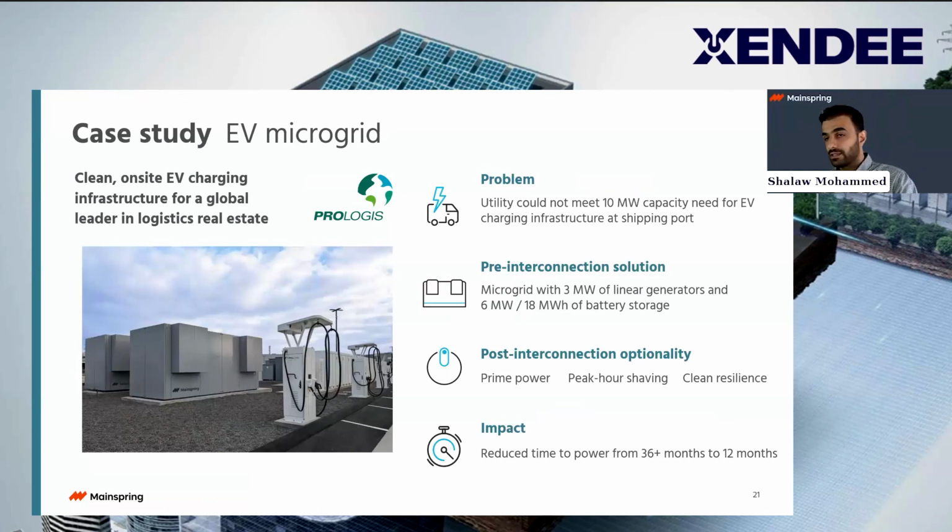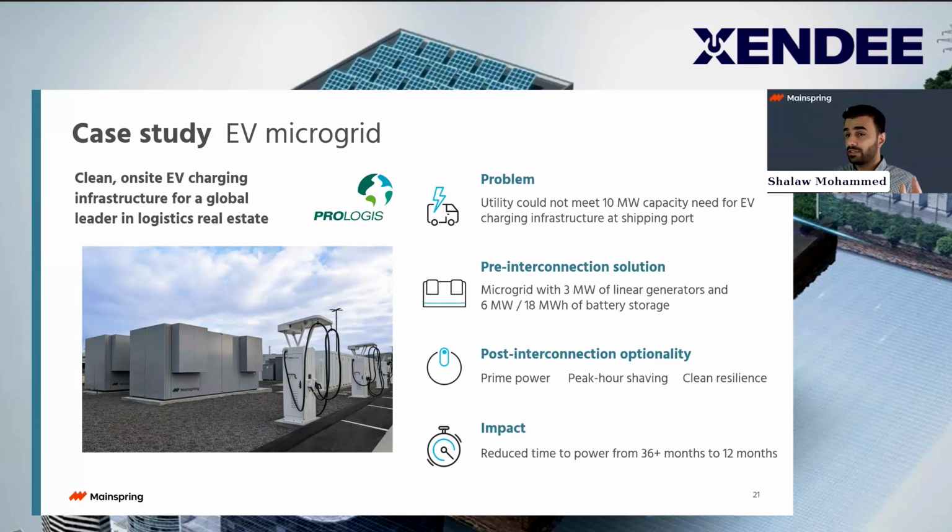So this is the final slide here, just ending it with a case study. This particular customer has ended up having a fleet of EV trucks without really any EV charging system. So they approached the utility. The utility said that they don't really have the power available to them. So they approached us to provide the on-site power. So this was a speed to power use case, where we provided 3 megawatts of linear generator.